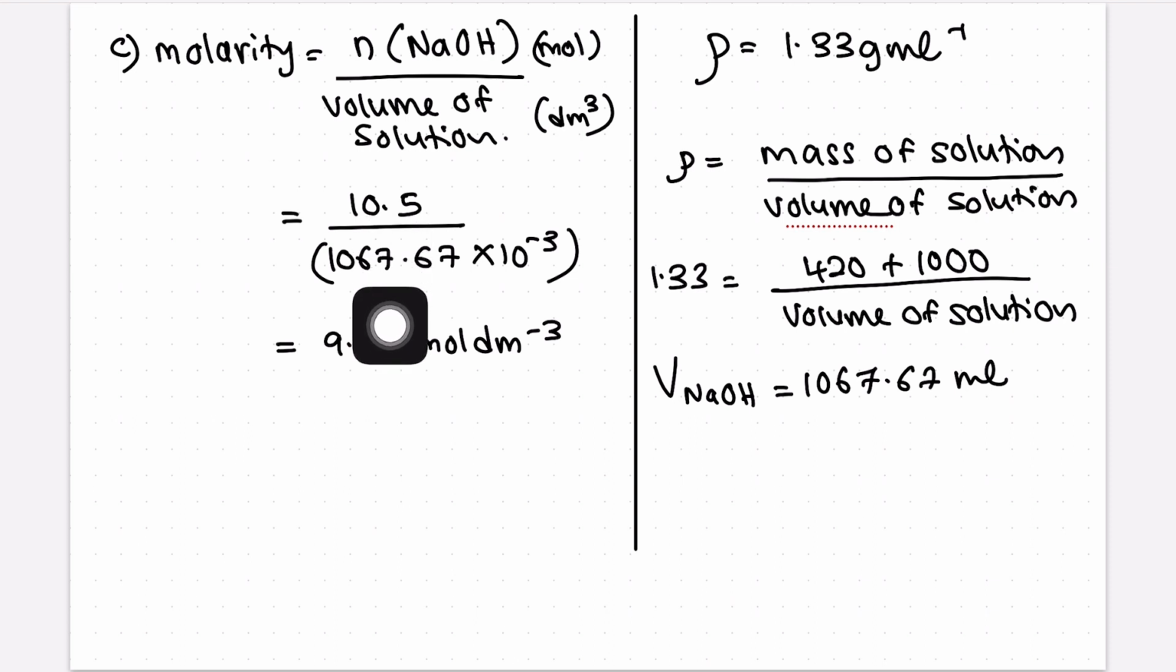So when you have this, all you have to do is plug it into the formula. Number of mole of sodium hydroxide is 10.5, and then volume of solution, since this is in ml or in cm cube, you have to convert it into dm cube, so multiply it with 10 to the power of negative 3. So final answer, you have it as 9.83 mole per dm cube, or you can also write it as 9.83 molar. All right, so that's all for this video.